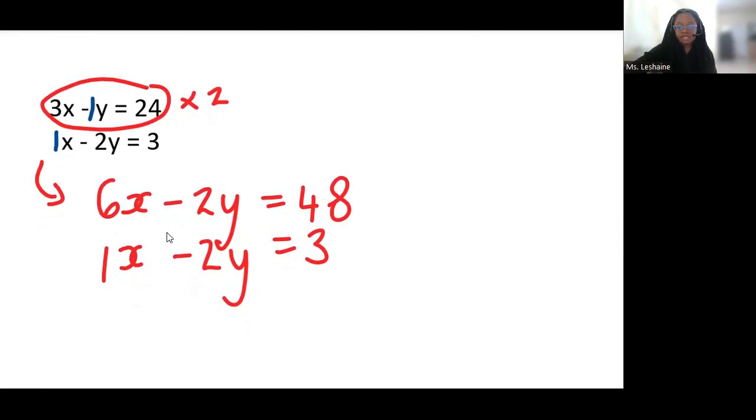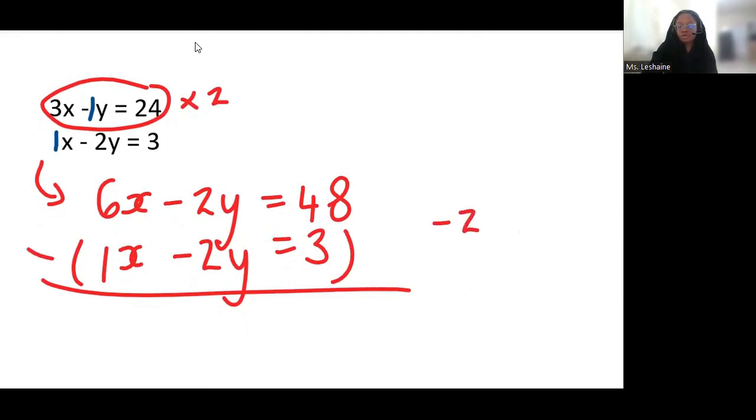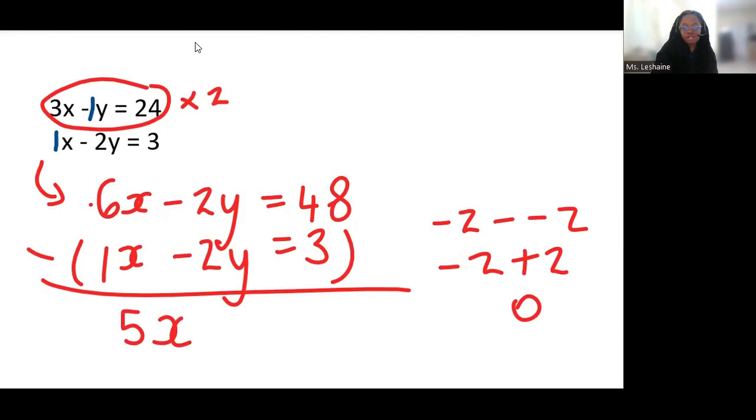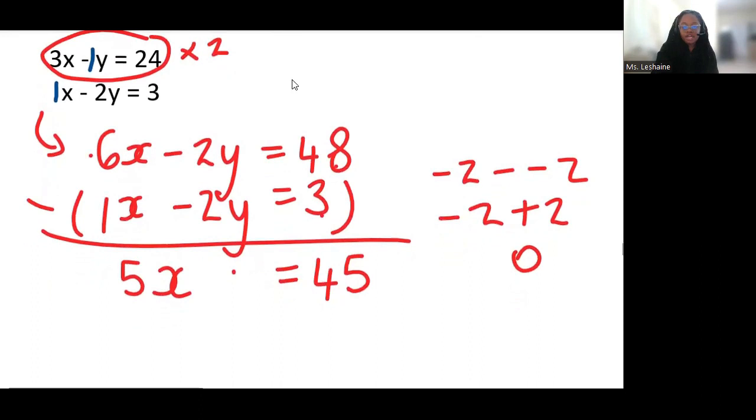Now, these have the same sign, so we're going to go ahead and do some subtraction. So same sign, we subtract. Now if I have negative 2y minus negative 2y, that becomes negative 2y plus 2y, which zeroes out. So 6x minus x becomes 5x, is equal to 48 minus 3, which is 45. So 5 times x gives me 45. x is equal to 45 divided by 5. x is equal to 9.